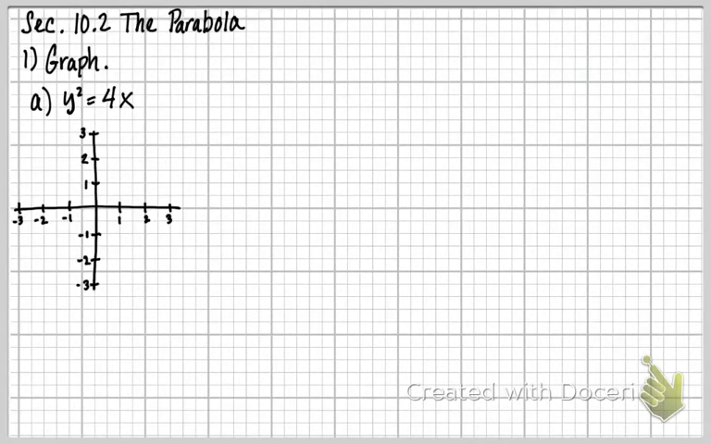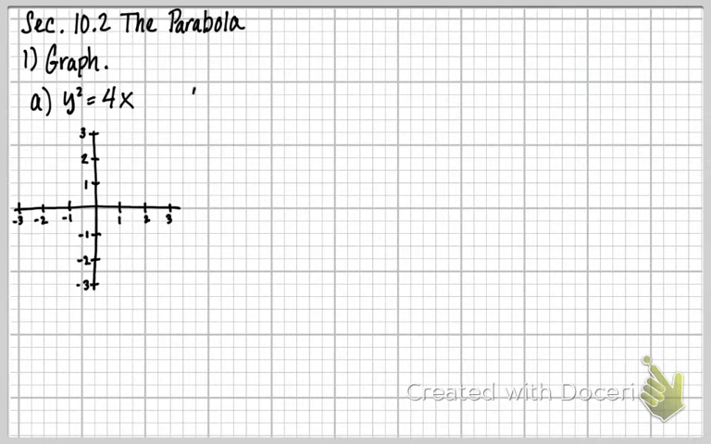So now we're going to talk about this problem, y squared equals 4x. It's telling us to graph it. So the first thing I notice here is I have a y squared. Since I have a y squared here, that tells me this is going to be a sideways parabola.